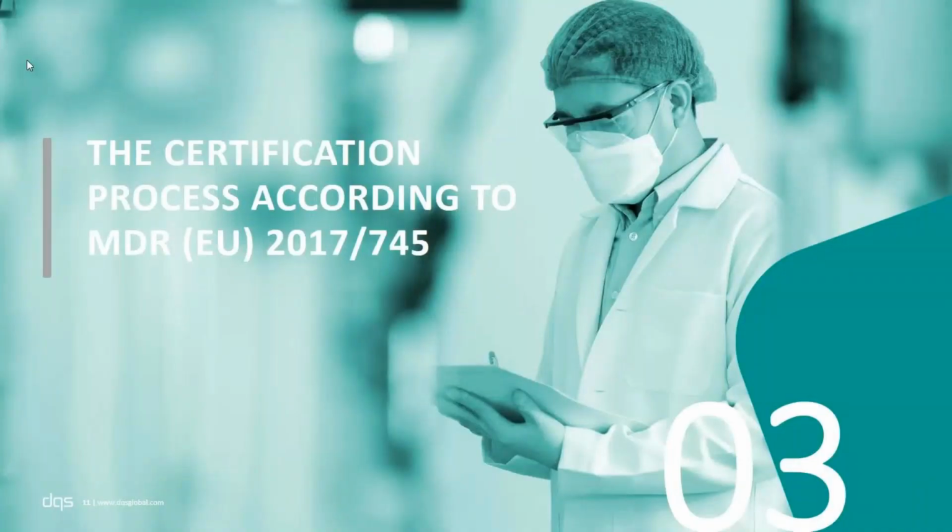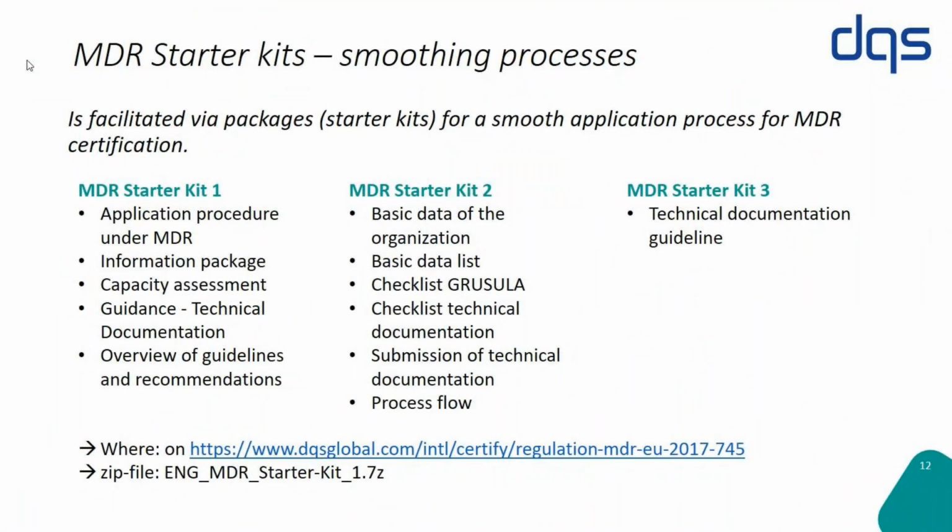So, the certification process according to the MDR, our last chapter, covers the interaction between our manufacturers and our notified body. We developed packages, so-called starter kits, to facilitate and smooth the application processes for the European Medical Device Regulation. There are 3 different kinds of kits: kit 1, kit 2, kit 3. On the bottom of the site you will find the link as well as the description of the files. Here's an example for kit 1, the MDR starter kit 1.